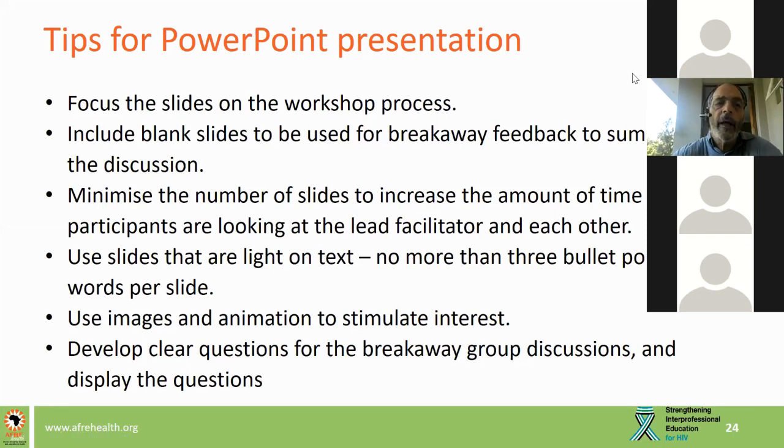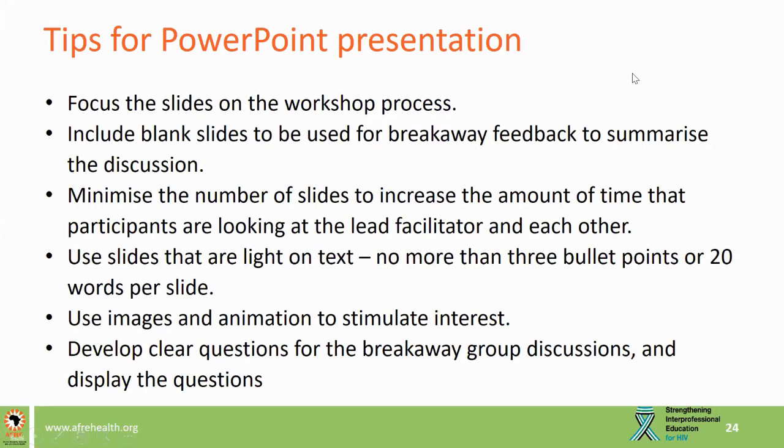So what we did not make clear is that we usually have one PowerPoint slide that we use for the lead facilitator presentation in the main group, but we also have a shortened PowerPoint for the discussion and the activities in the breakaway rooms. So there's a shorter PowerPoint presentation that the small group facilitators can use and share in the breakout rooms.